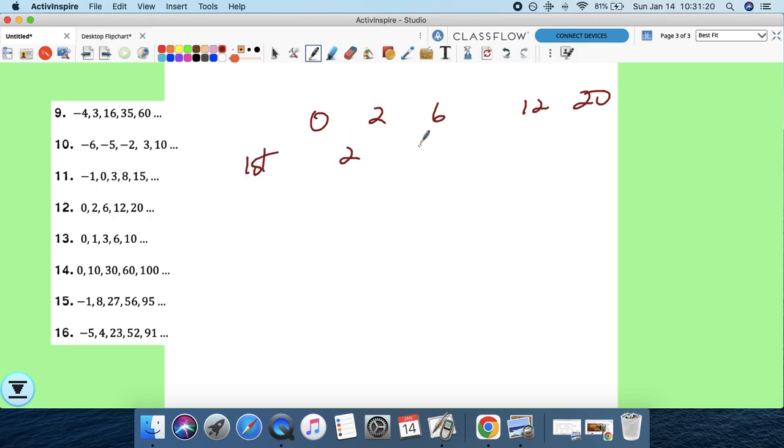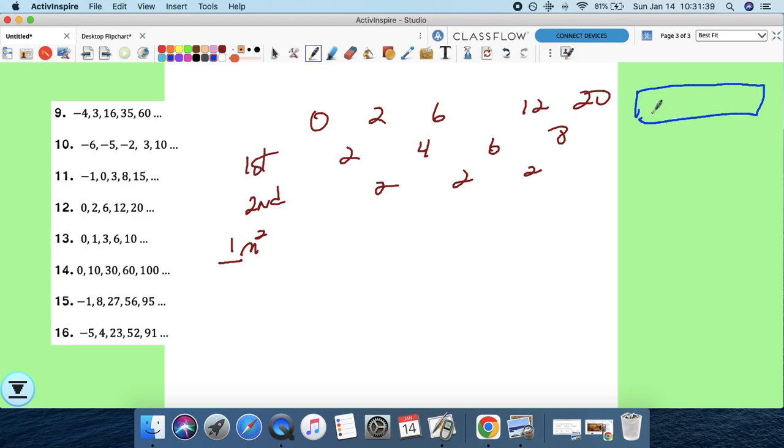We have 2, 4, 6, 8. The second difference is just 2, 2, 2. So for our quadratic part, take 2 and divide it by half, and we get 1. So inside our original sequence, there is an n squared sequence, which is 1, 4, 9, 16, 25, etc.